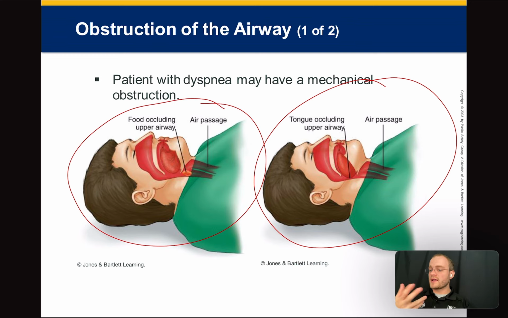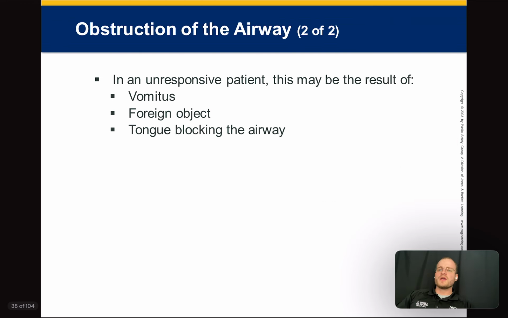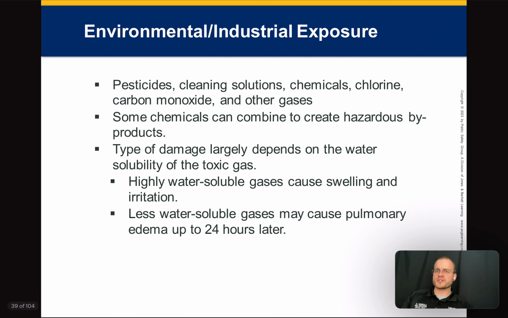So just know that, yes, food is a common airway obstruction, but what's the most common airway obstruction? It's the tongue. And if you think of what an OPA is, an oropharyngeal airway, that's to lift out and displace the tongue. Okay. So in an unresponsive patient, this may result in vomitus, right? That's the medical word for vomit, foreign body, or the tongue blocking the airway. Those are all common airway obstructions, okay?